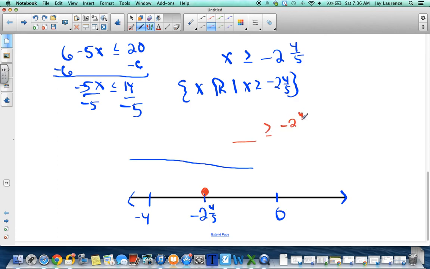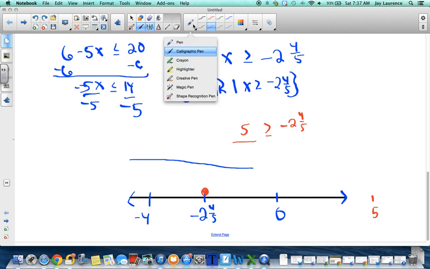And then remember, to tell which way I'm going to shade, I'm going to find a number that makes this true. Now, don't make this tough. If you're a kid that gets screwed up with negatives, it's a negative number on the right-hand side. Pick a positive. Pick 5. And wouldn't 5 be way over here somewhere? So that means I've got to shade in the direction of 5.